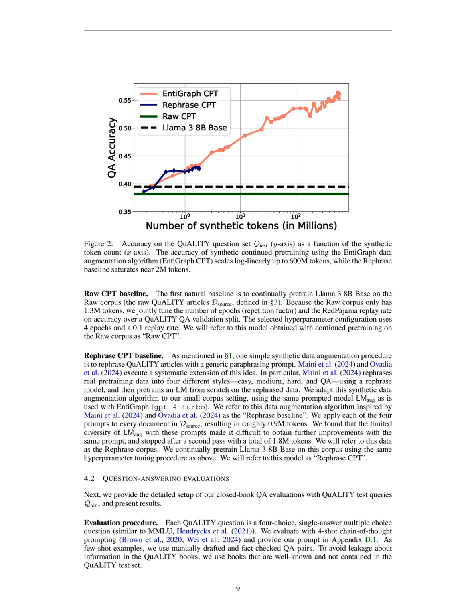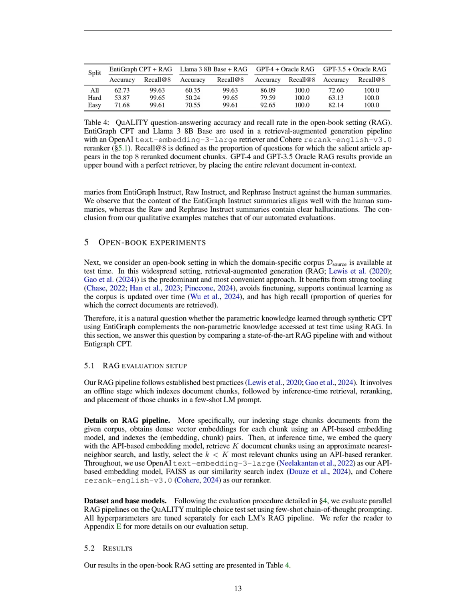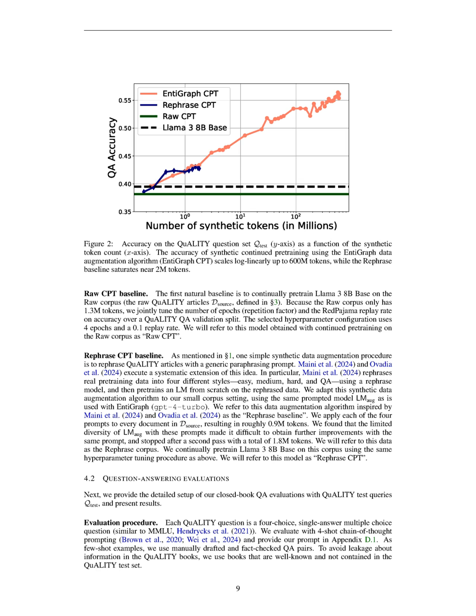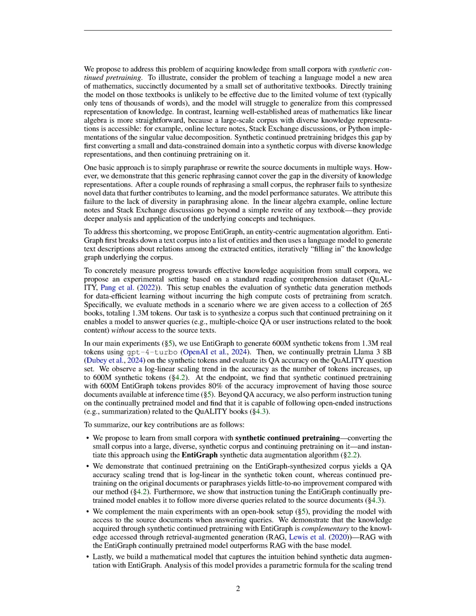Following the implementation of the EntiGraph method, notable results included an increase in closed-book QA accuracy from 49% for the base Llama 3 8B model to 42% after continued pre-training on the 600M token synthetic corpus generated by EntiGraph. This demonstrates a log linear scaling trend in accuracy as the number of synthetic tokens increased, with the model achieving 80% of the accuracy improvement that would be expected if the source documents were available at inference time.